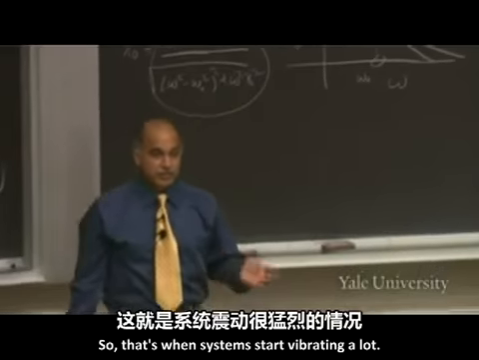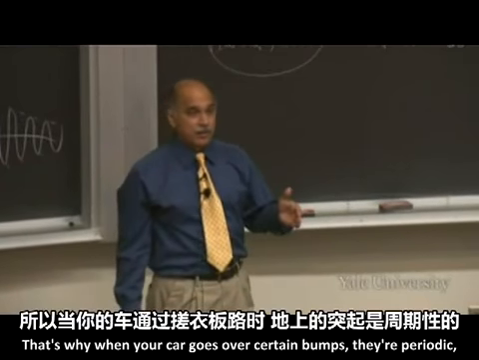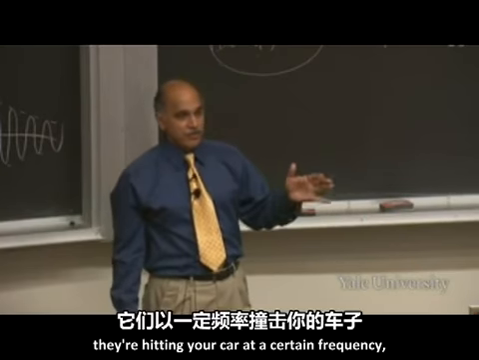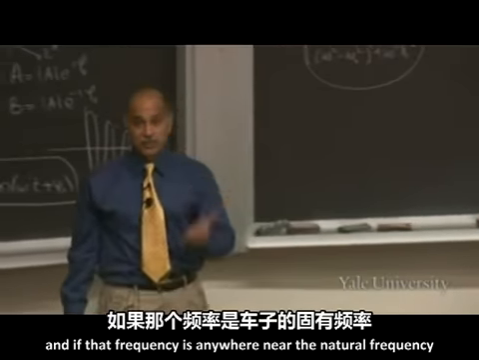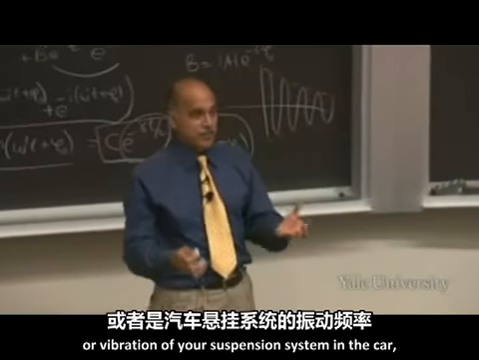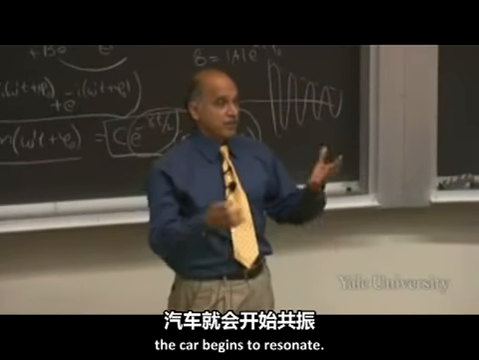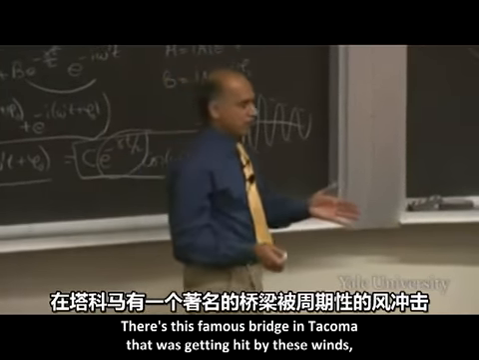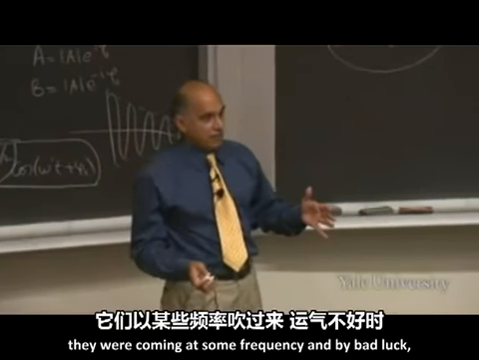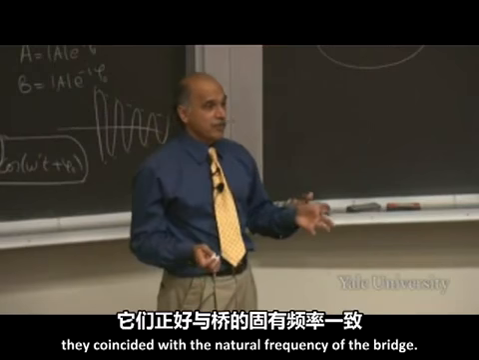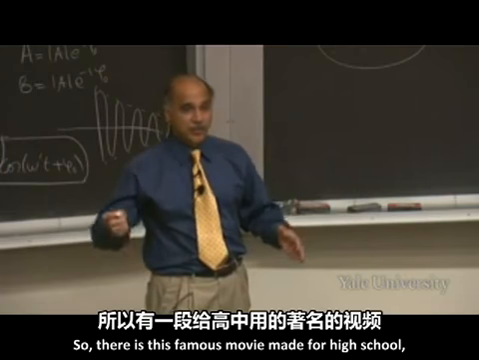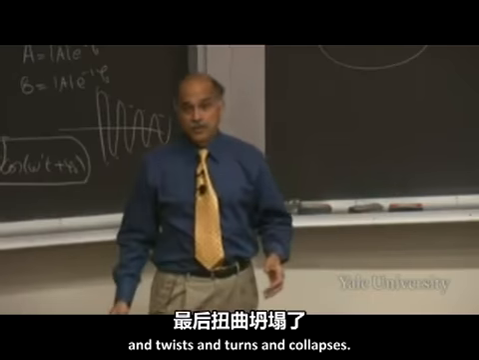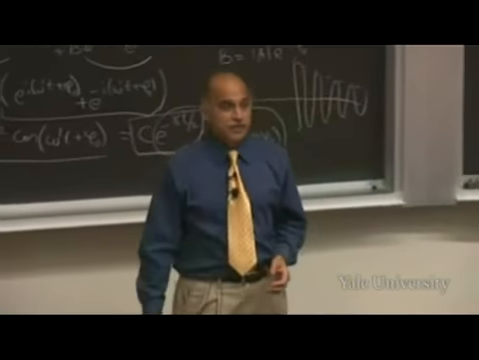So that's when systems start vibrating a lot. That's why when your car goes over certain bumps, if they're periodic, they're hitting your car at a certain frequency, and if that frequency is anywhere near the natural frequency of vibration of your suspension system, the car begins to resonate. There was this famous bridge in Tacoma that was getting hit by these winds. They were coming at some frequency, and by bad luck, they coincided with the natural frequency of the bridge. There are these famous movies made for high school in which the bridge oscillates more and more, then twists and turns and collapses. That's another example of resonance.